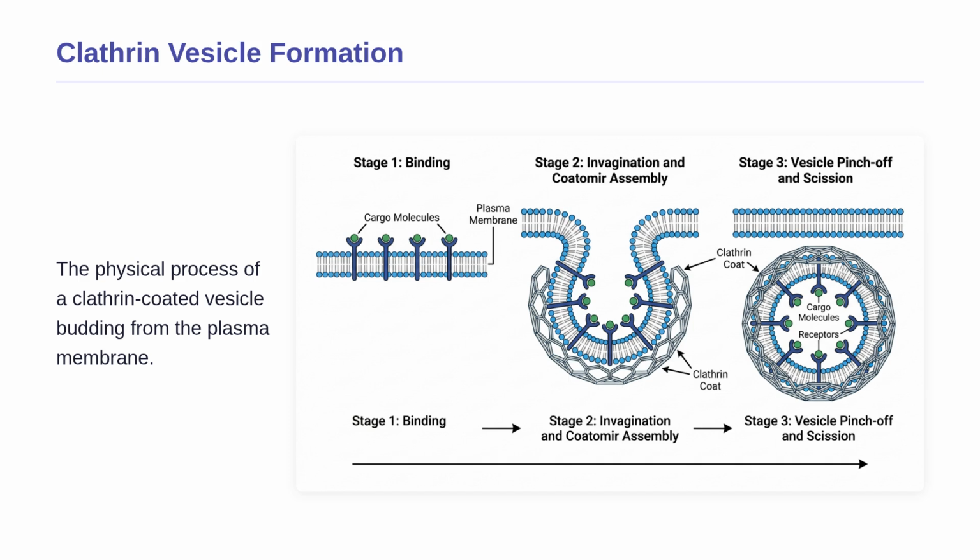Moving to the center, you can see the membrane beginning to curve inward. This deformation is physically driven by the clathrin coat proteins assembling into a geometric lattice on the cytoplasmic side. Finally, on the right, the vesicle has completely pinched off. It is now a perfect sphere, fully enclosed by the protective clathrin coat, with the cargo safely secured inside, ready for transport.